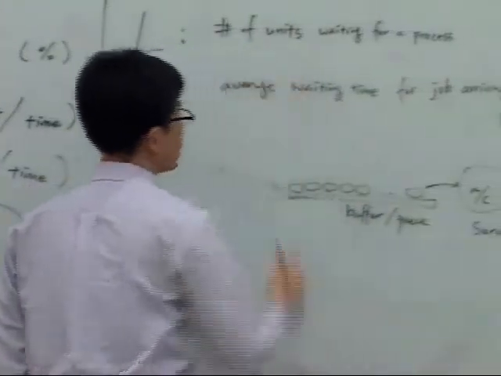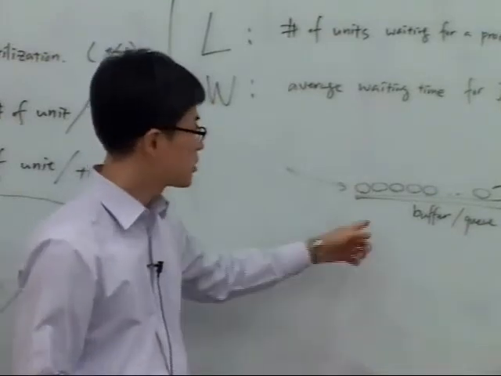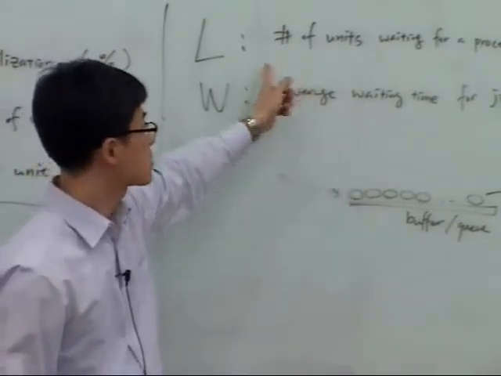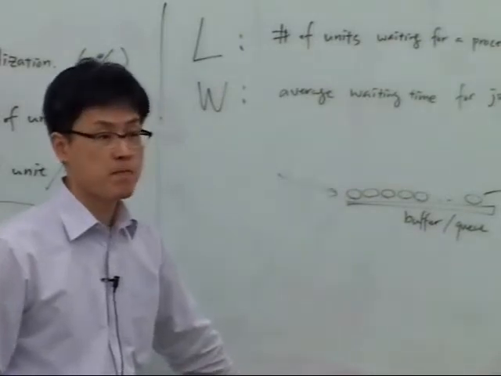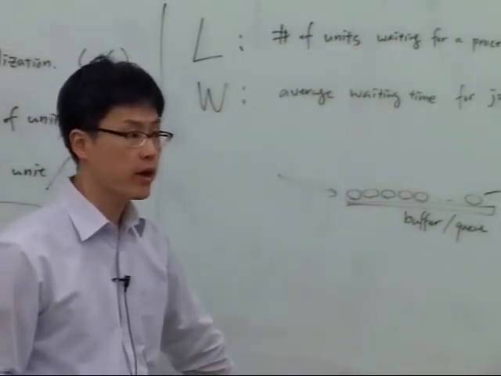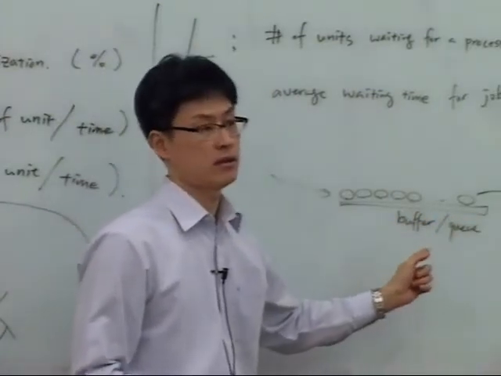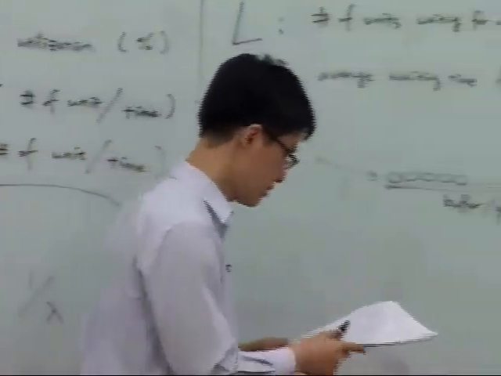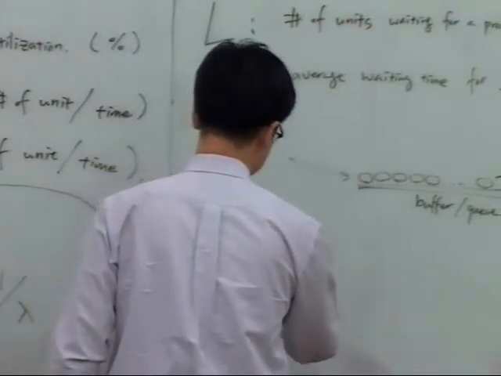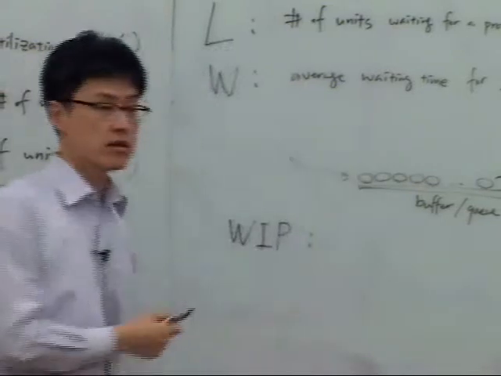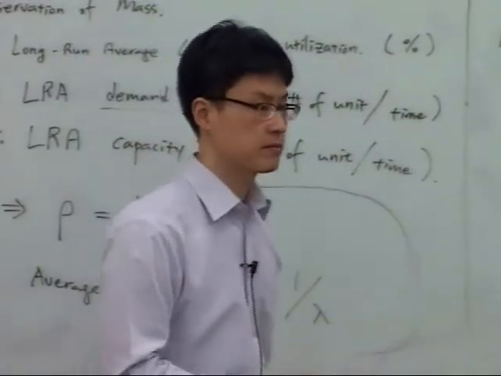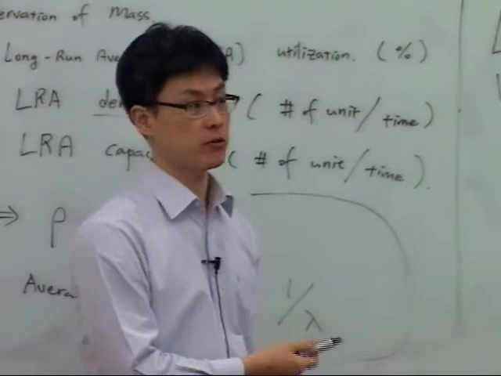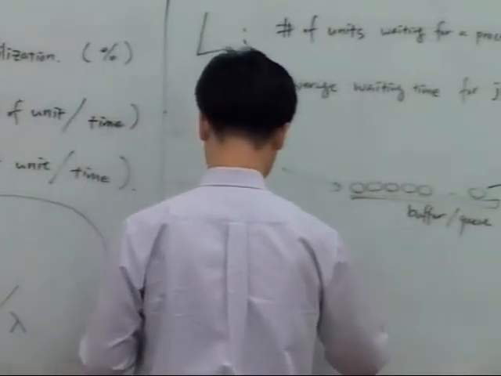L means the number of units waiting for a process, which means the number of people in the line, or length of the line, which is L. Average waiting time means how much you have to wait to be served in this line. And this is really, really important in terms of customer satisfaction. And what is this WIP? We talked about this in the previous class. Work in process, inventory.